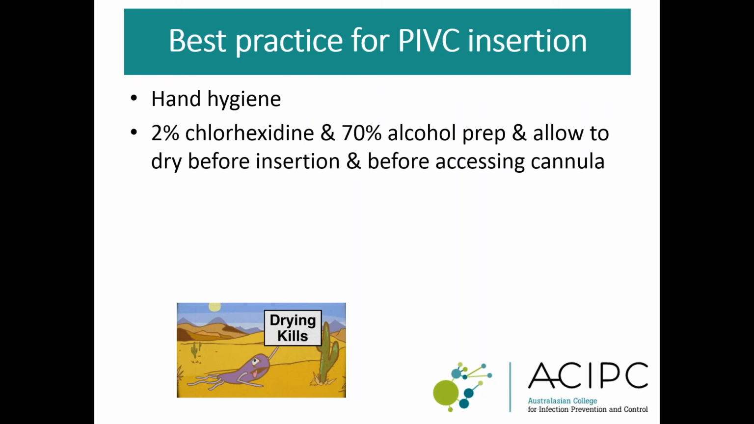2% chlorhexidine and 70% alcohol prep is recommended, but this has to be allowed to dry before insertion and accessing the cannula. The drying time is essential because this is when the microorganisms are killed. And studies have repeatedly shown skin antisepsis before insertion of a catheter helps prevent CRBSI. Povidone iodine and alcohol can be used for patients who are sensitive to chlorhexidine.